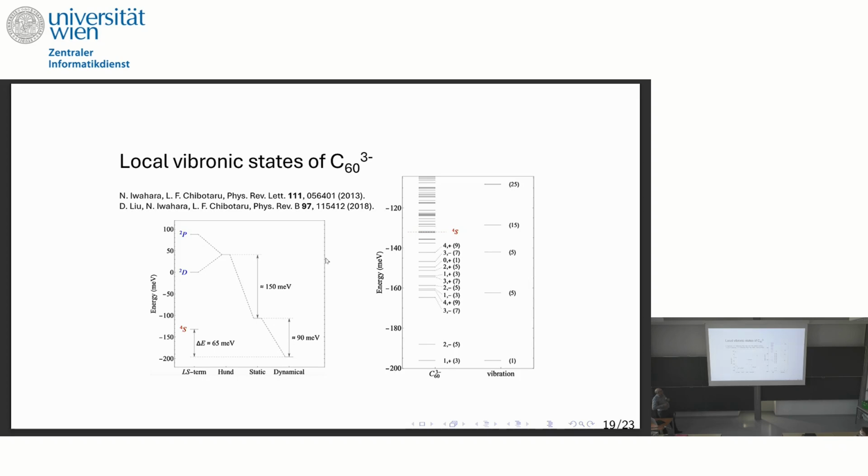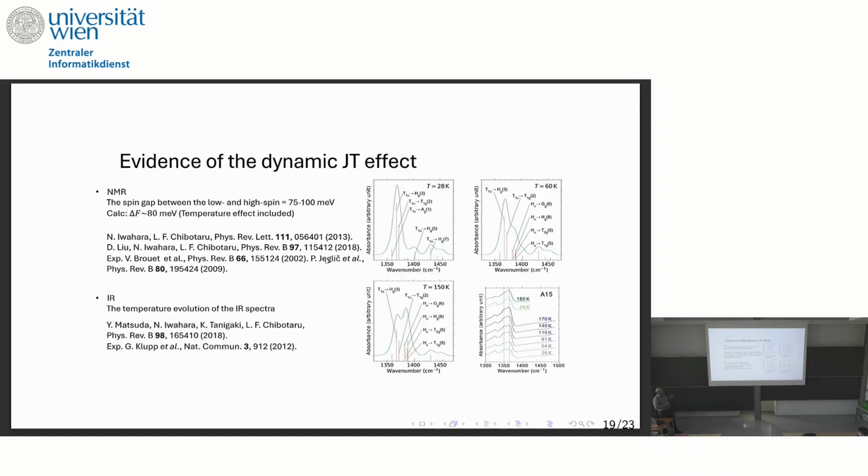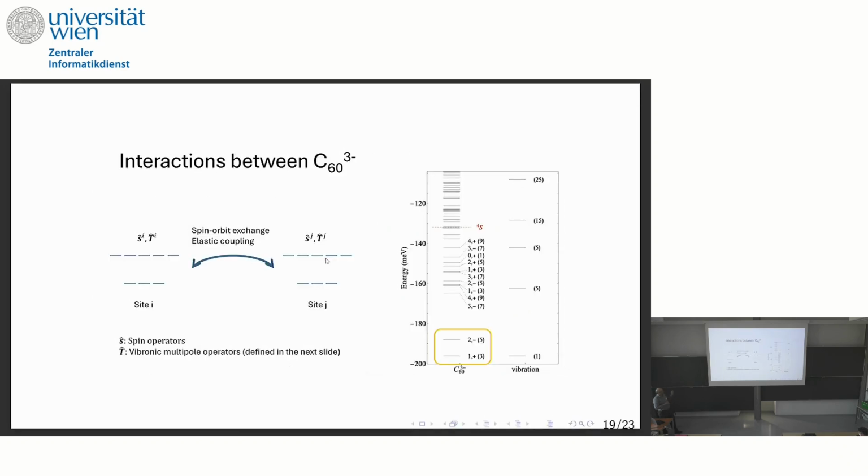This shows how the free T1u shell splits in three terms, exactly like an atom, like a nitrogen atom, for instance. But because of the strong Jahn-Teller effect and dynamical stabilization, the ground state is lowered compared to the Hund rule for the S state by about 65 meV. So everything develops at this level. Okay, so there is a lot of evidence.